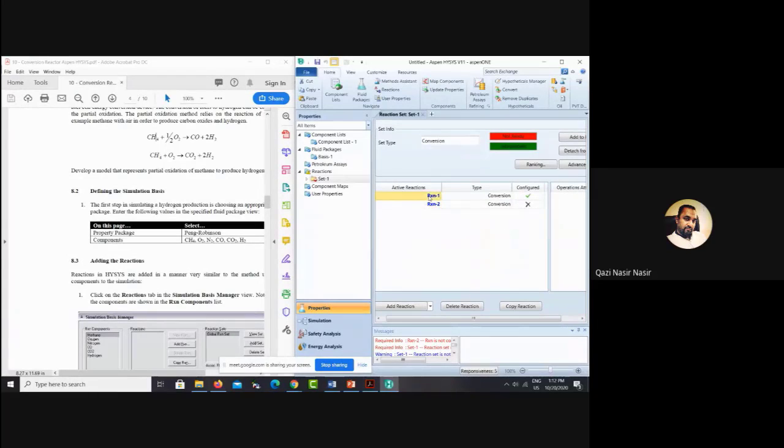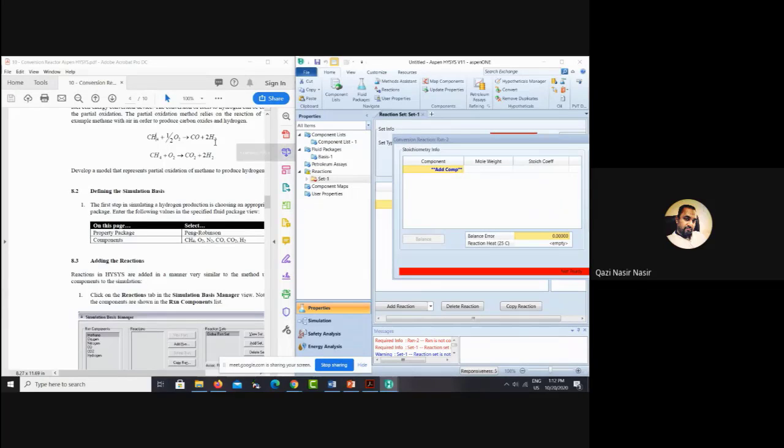You can rename this one also, okay? You can rename it here or you can rename it here also. But let's say I need to go to reaction number 2. And here, the first component is methane. Second component is oxygen. Third is carbon dioxide. And fourth is hydrogen.